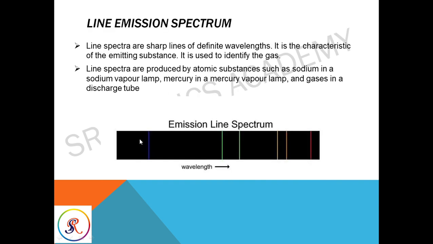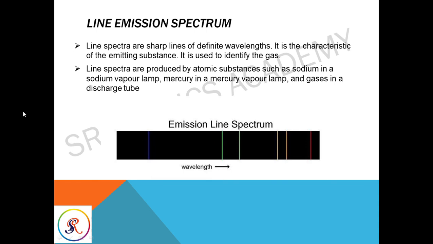Next is the line emission spectrum. Line spectra are produced by what? Atomic substances, such as sodium in a sodium vapor lamp, mercury in a mercury vapor lamp, and gases in the discharge tube. This is how we produce the line spectra.